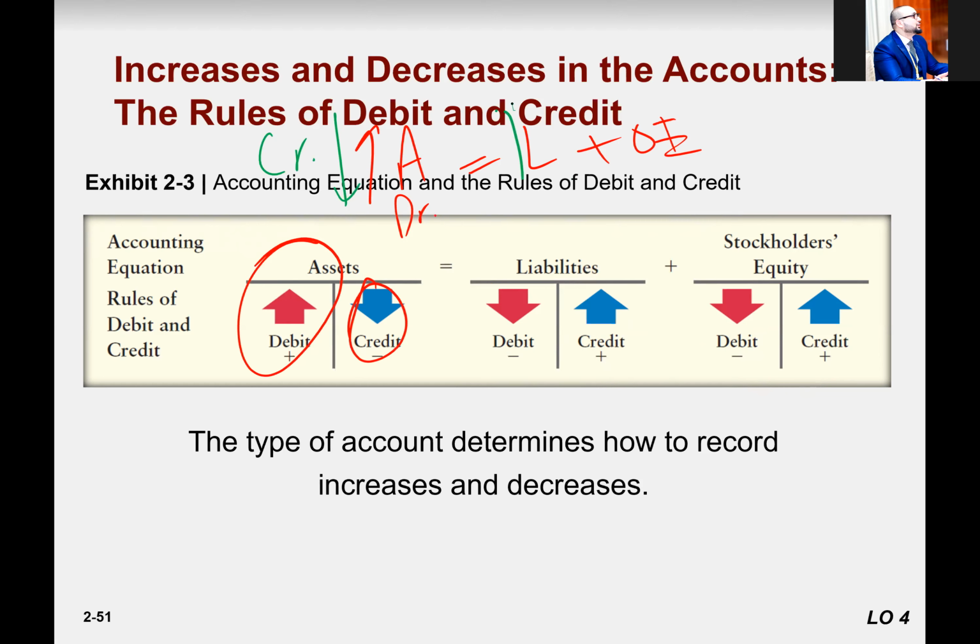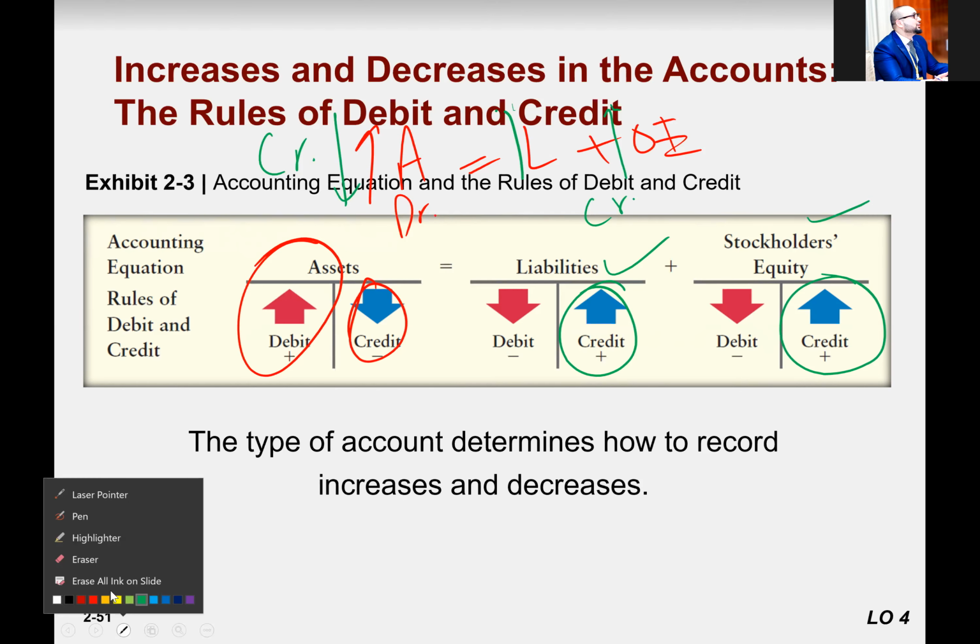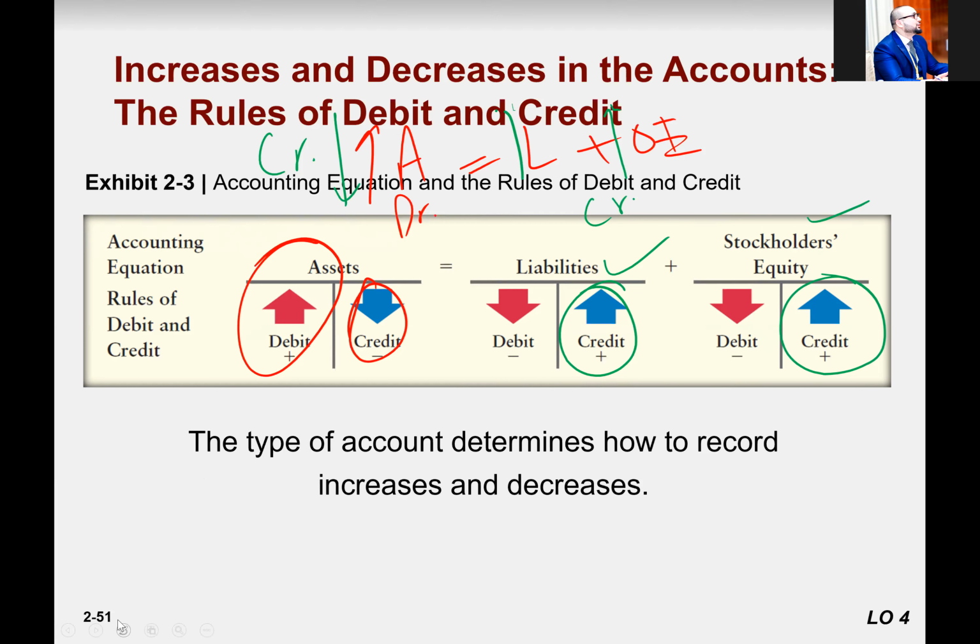On the right hand side, this is the opposite one. Anything that increases the liability and owner's equity, we call this credit. Anything that increases liabilities or the stockholder equity is called credit. And anything that decreases the liability and owner's equity, we call this debit. Right now we are going into how we record the transaction, where the basic accounting starts. So we are jumping into this territory. Okay, so just remember that one.